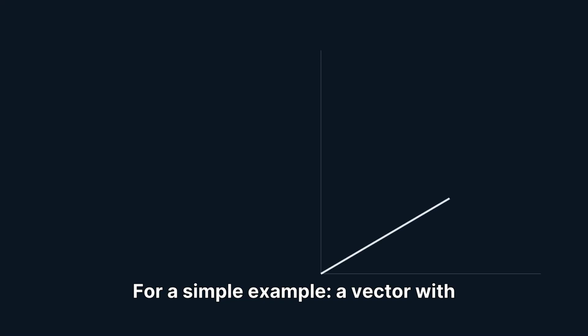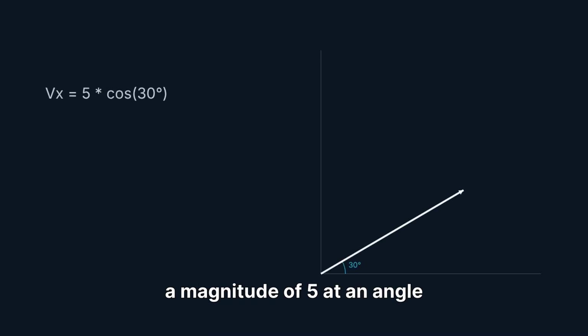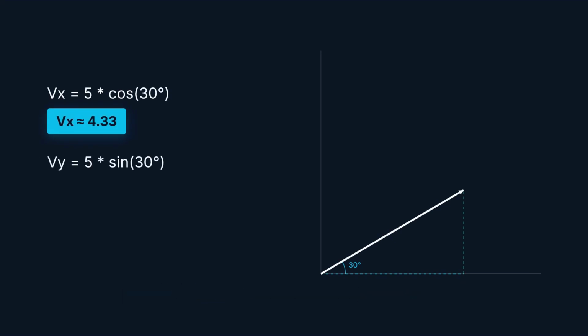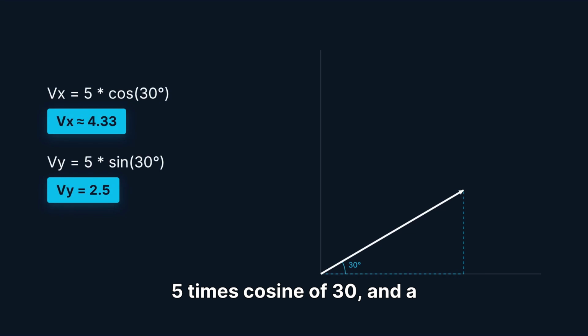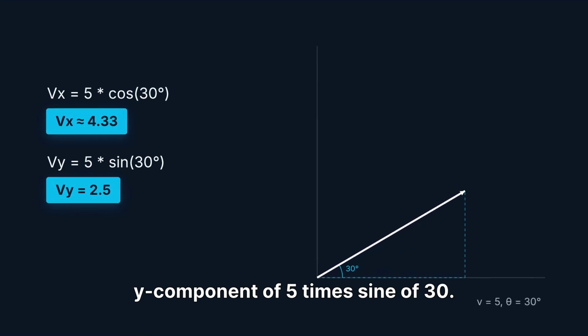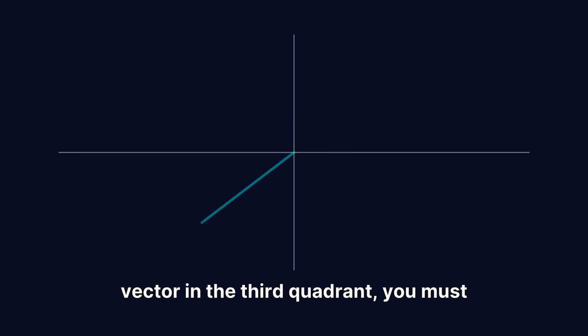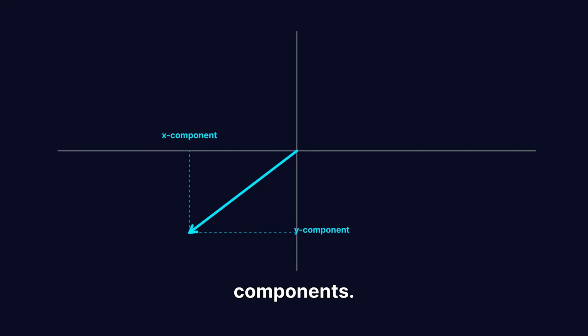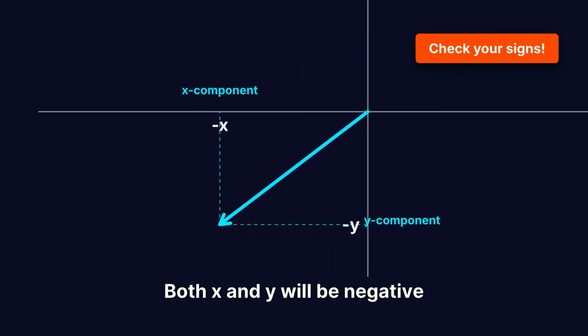For a simple example, a vector with a magnitude of 5 at an angle of 30 degrees has an x component of 5 times cosine of 30 and a y component of 5 times sine of 30. In a more difficult case, like a vector in the third quadrant, you must be careful with the signs of the components. Both x and y will be negative here.